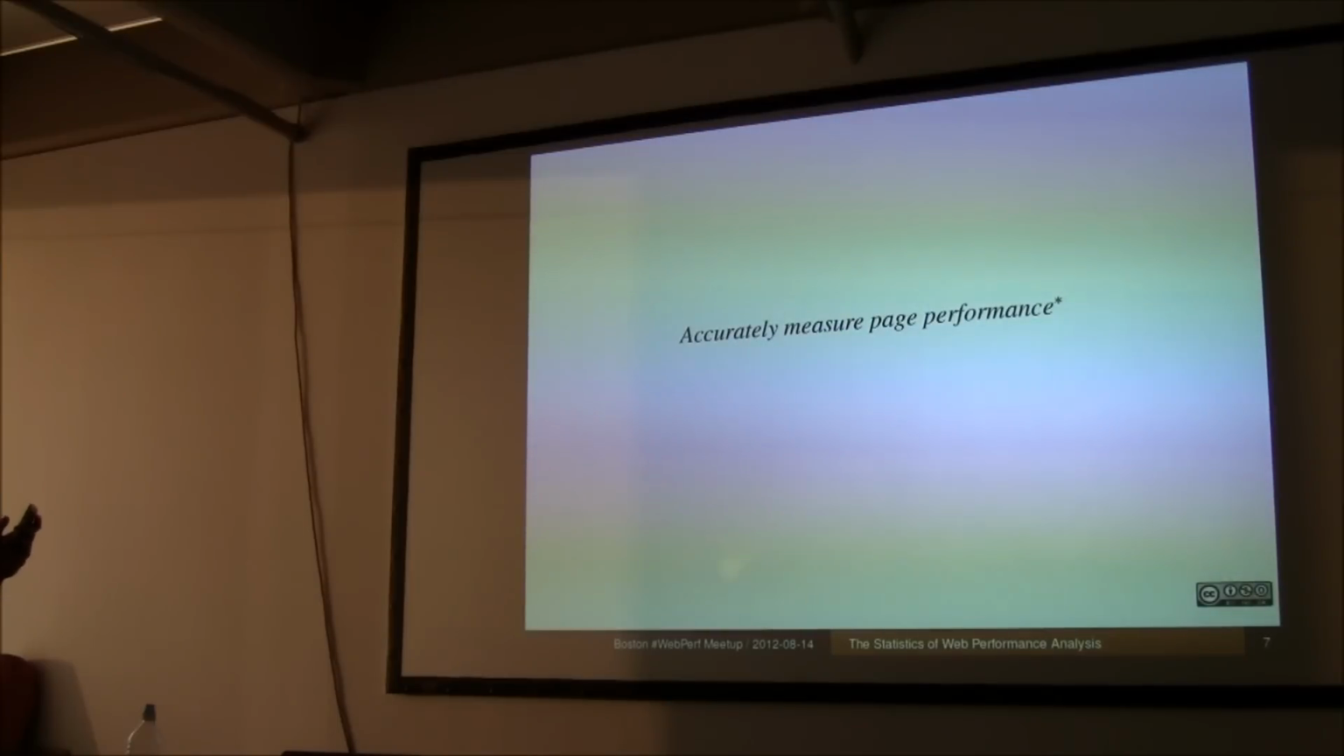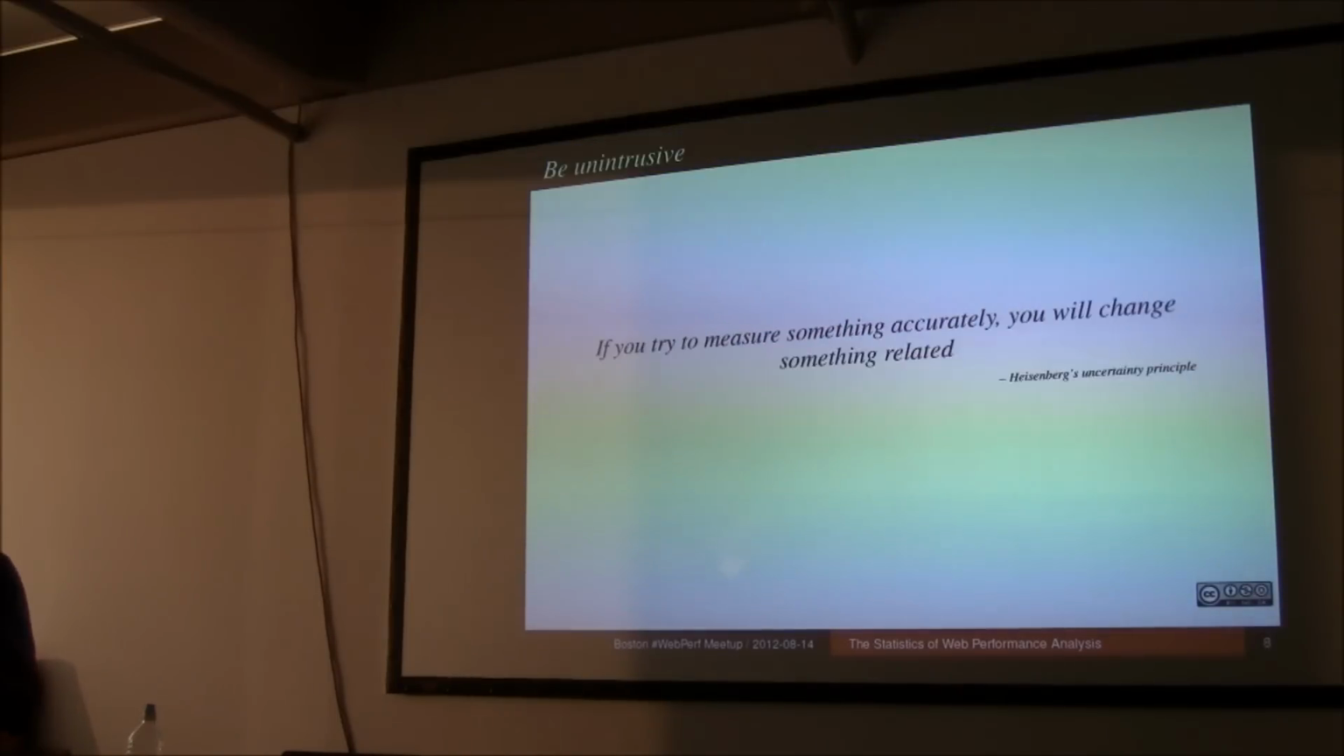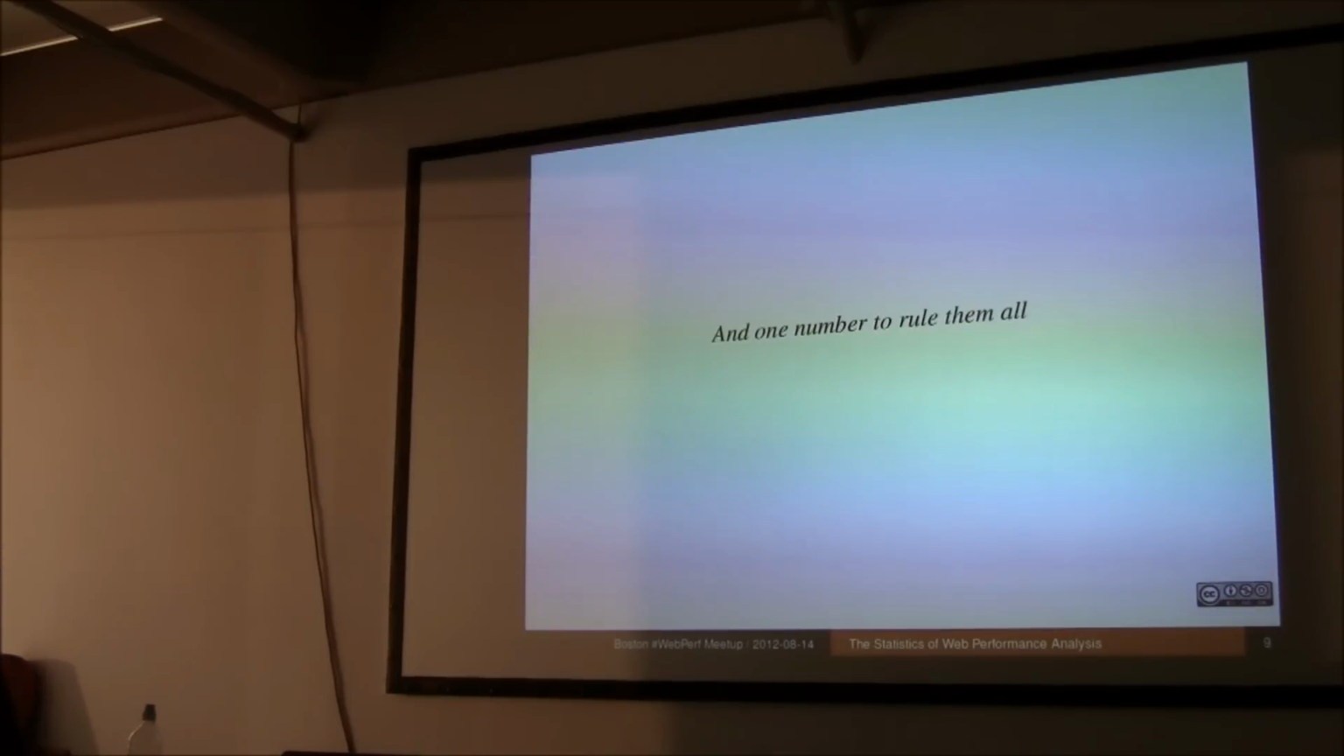So we want to accurately measure performance, and I've got a little star there because of Heisenberg's uncertainty principle. If you try to measure something accurately, you change the measurement of something else that's real. Heisenberg's principle is associated with position and velocity, but it in fact affects everything. If you try to put a measurement beacon in a page, you're going to affect the performance of that page because you then have to load the code that measures it. So how do you do this as fast as possible, or as unintrusively as possible, and get one number out?